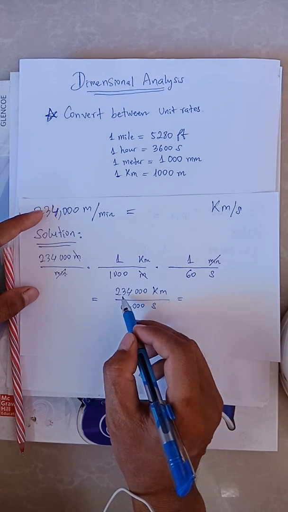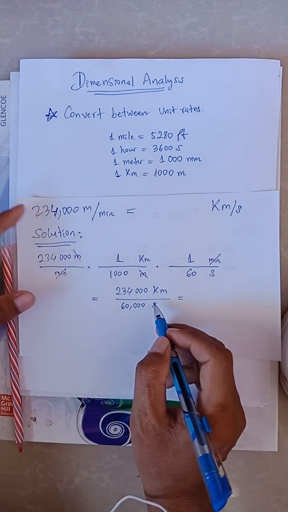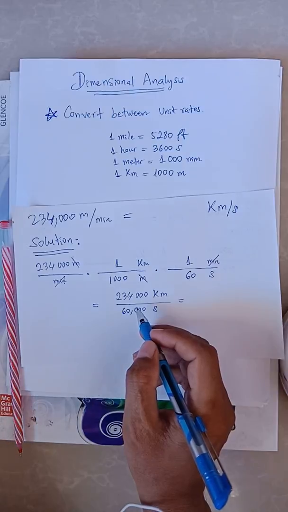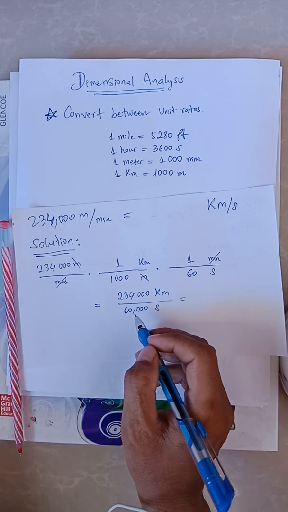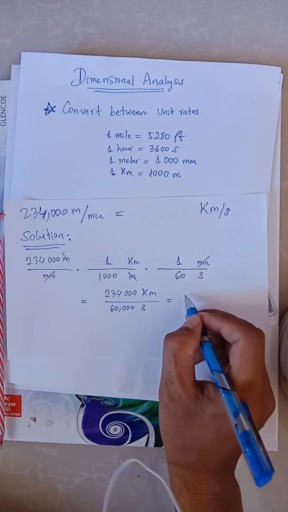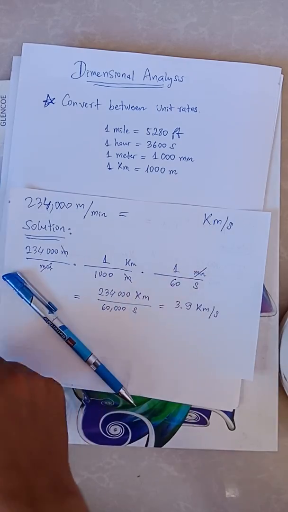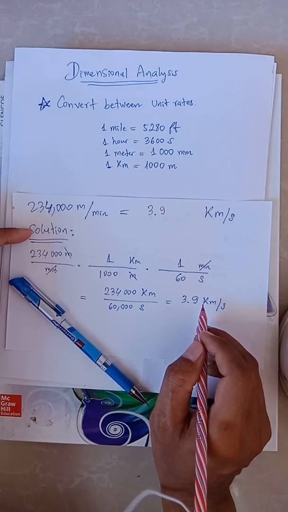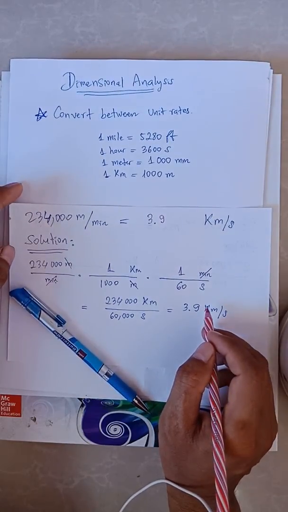So 234,000 divided by 60,000. So let's divide 234,000. We divide this by 60,000 equal to 3.9 kilometer per second. So our answer is 3.9 kilometer per second. Okay, that is all for the lesson about convert between unit rate.